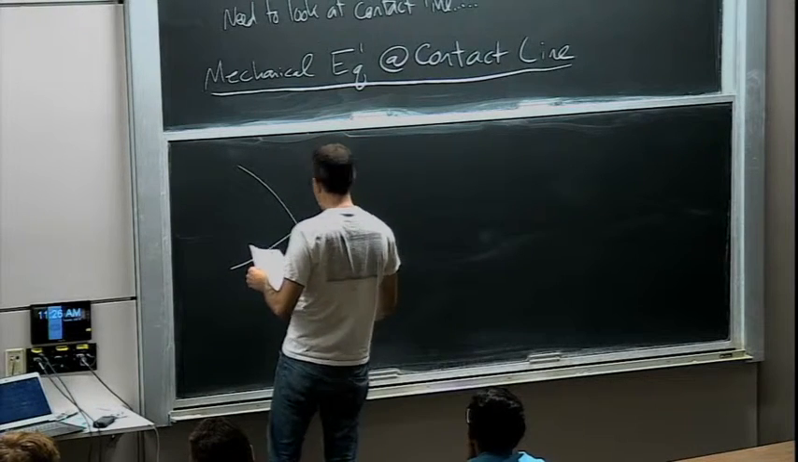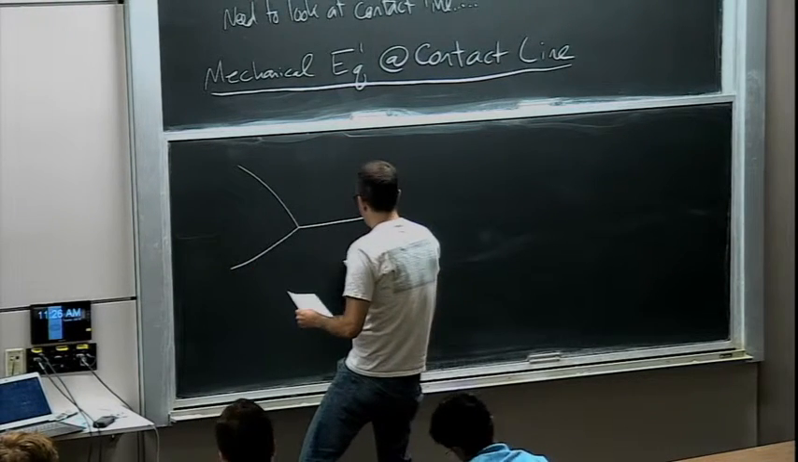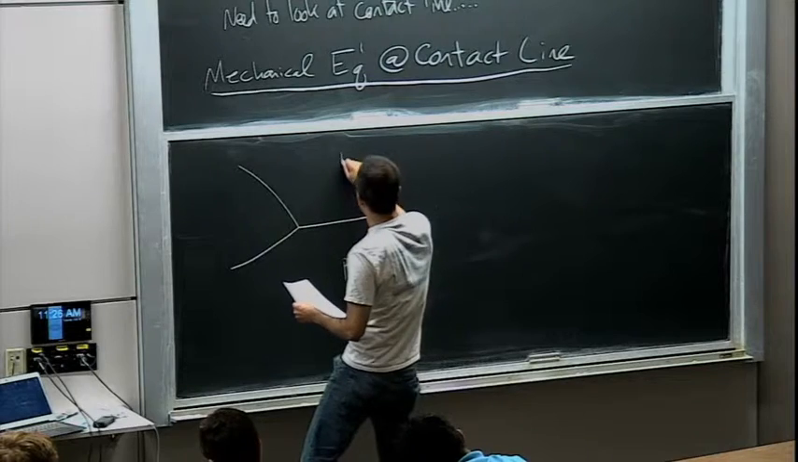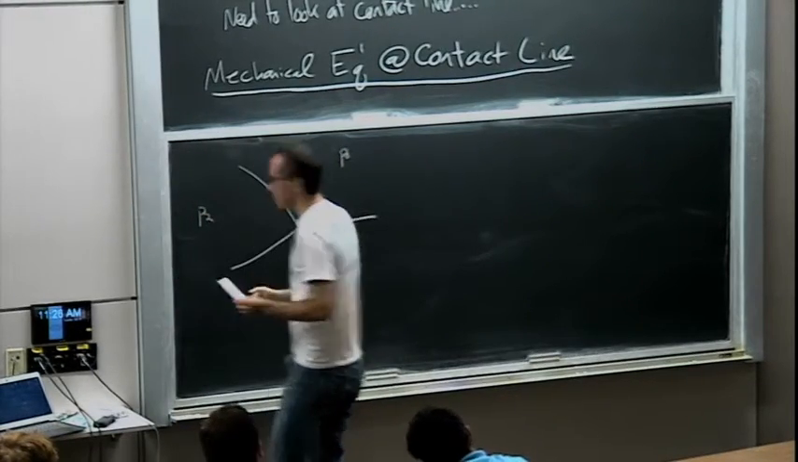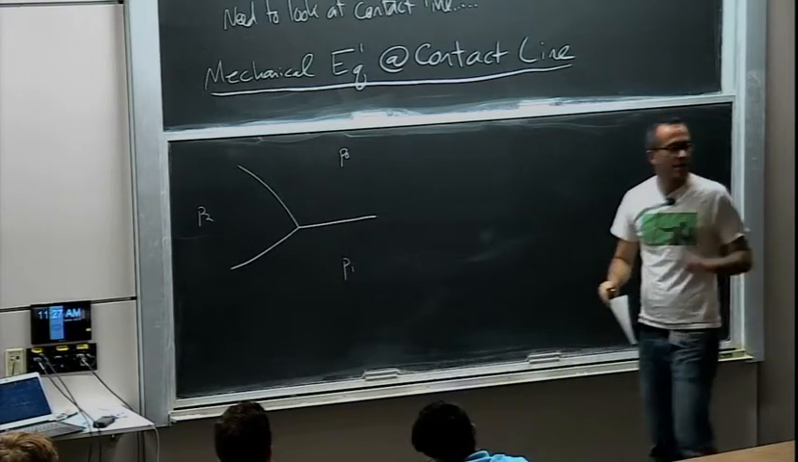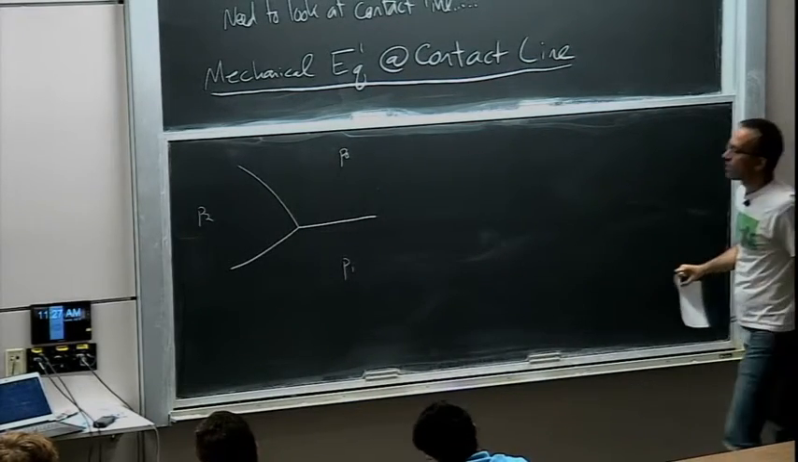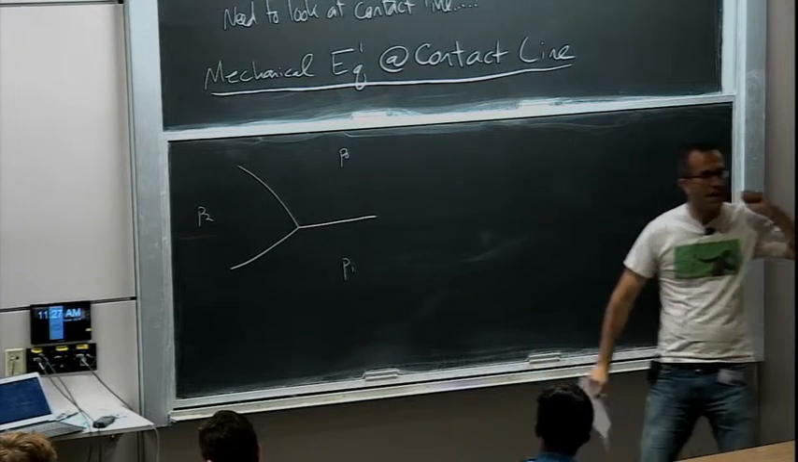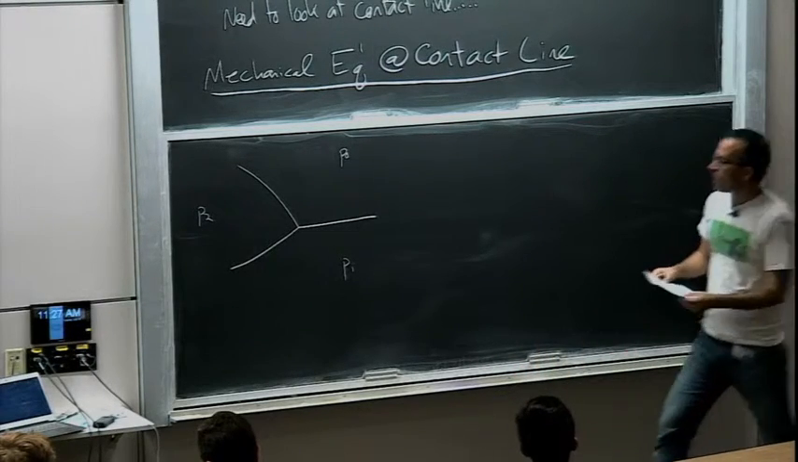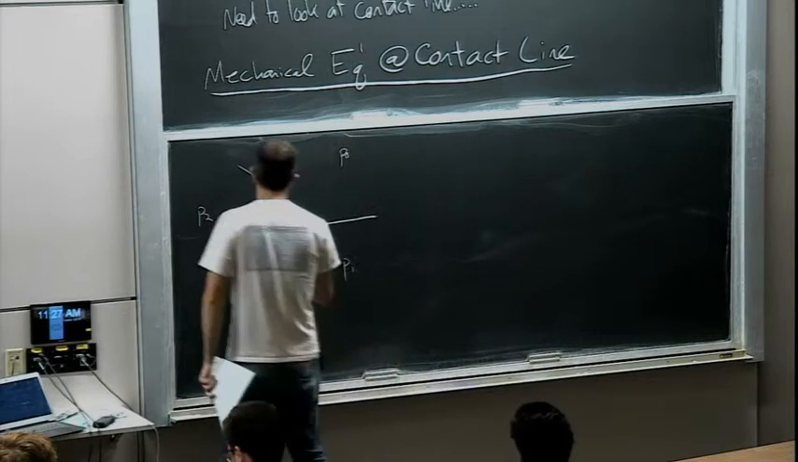Okay, so in here, out in the bulk, we have pressure 1. Out here, we have pressure 0. Out here, we have pressure 2. Okay, so we're zooming in at the contact line. And what I'm going to do is draw a control volume that looks like this.